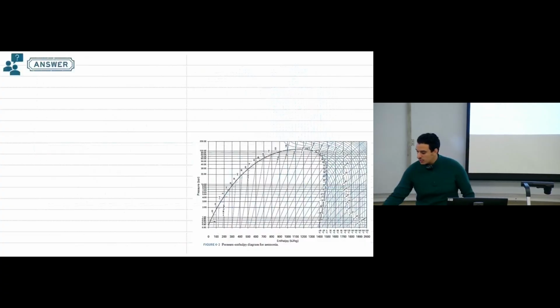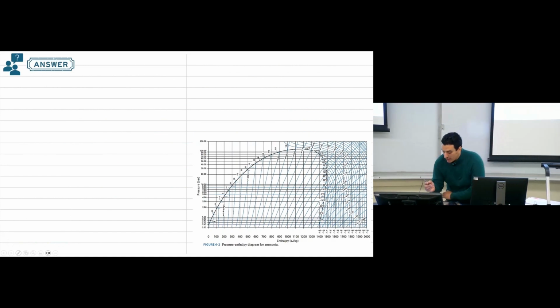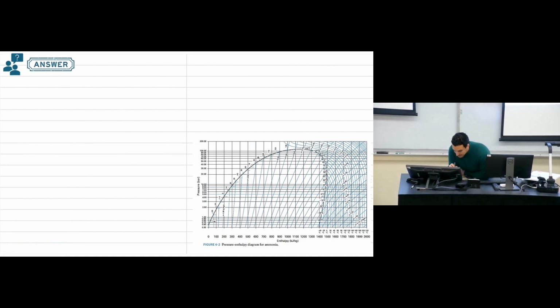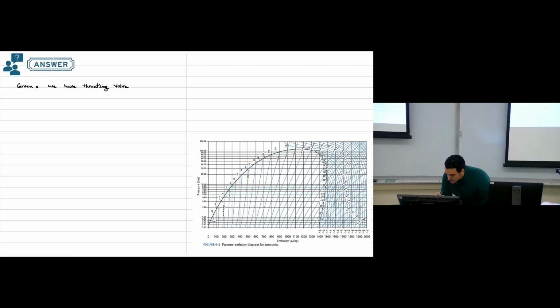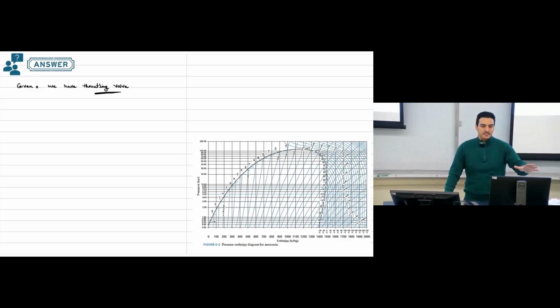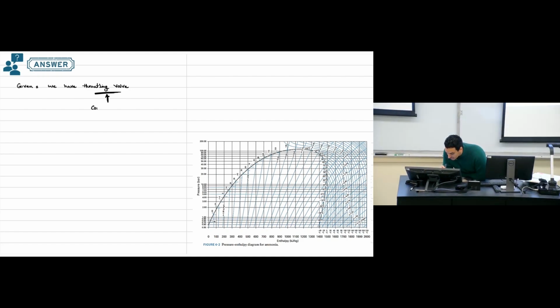So for example, here we have ammonia and we have a throttling valve. If you remember from the analysis of chapter 5 or even the last lecture, for a throttling valve, what is the property that is constant? Enthalpy. So we have a throttling valve, which means we have constant enthalpy.